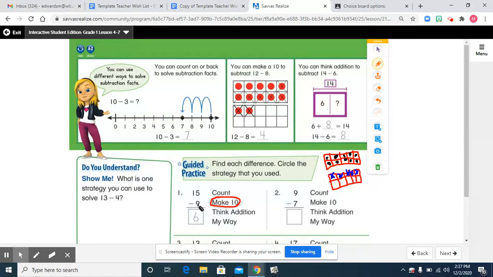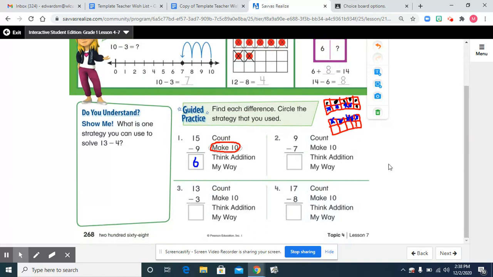Now I crossed out 5 out of the 9. So how many more do I need to cross out to get 9 crossed out? Well, 5 plus 4 more would equal 9. So how many do I have left? 1, 2, 3, 4, 5, 6. So what is 15 minus 9? It equals 6.